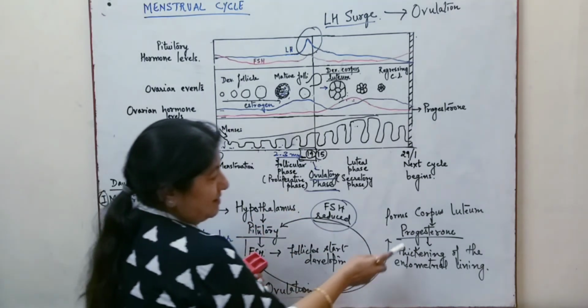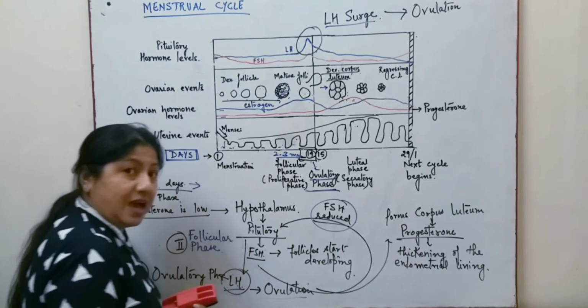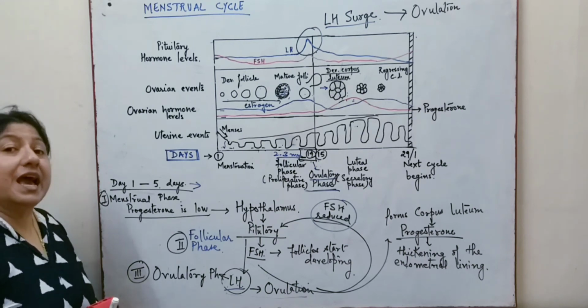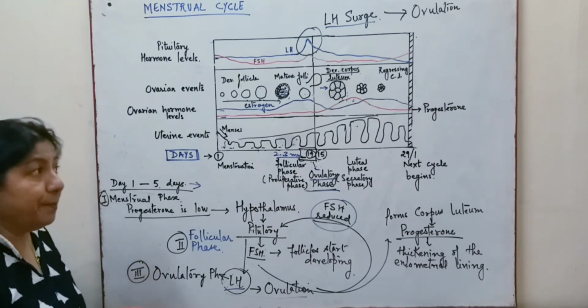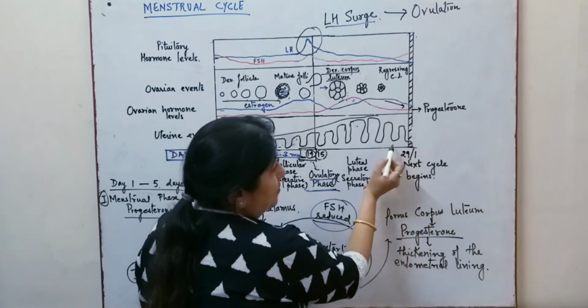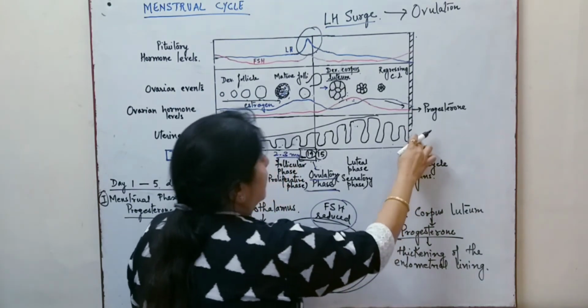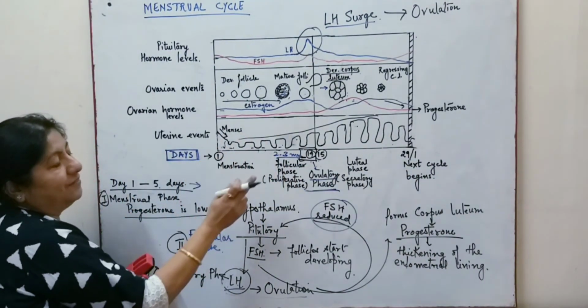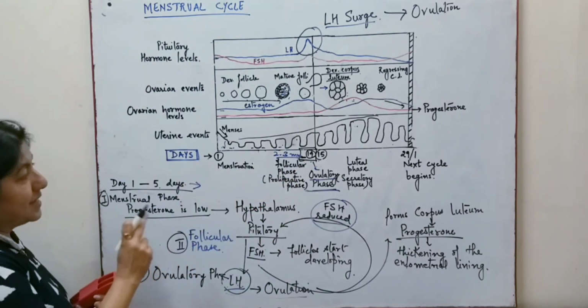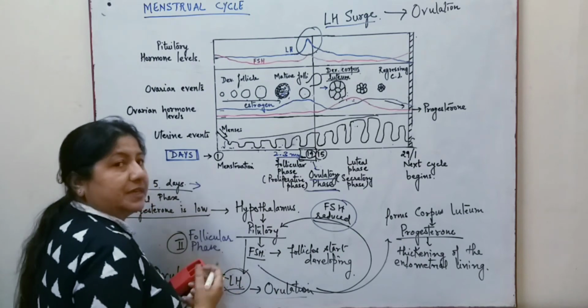Now this condition, the increased concentration of the progesterone hormone, will continue if the pregnancy happens or the fertilization takes place. If the fertilization does not happen, then the progesterone level goes down, and as a result the endometrial lining which was being maintained by the progesterone gradually degenerates and we enter into the next cycle. So the cycle from one menstruation to another menstruation is known as the menstrual cycle. It lasts for around 28 to 29 days, but the days can vary.